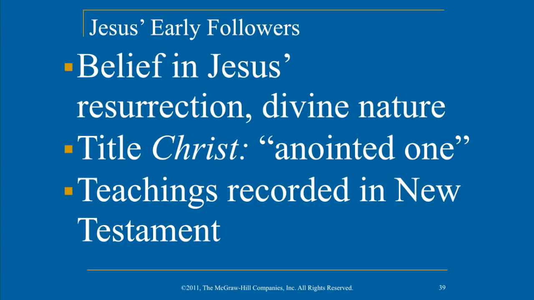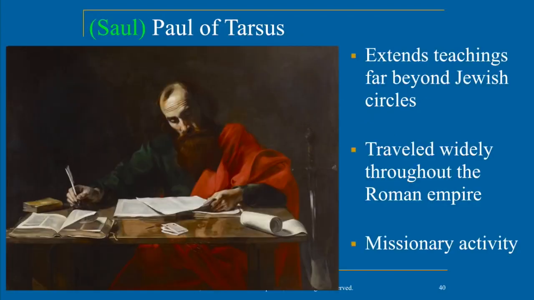So they start to affix the title of Christ, which means anointed one or God's anointed one, and they believe that Jesus, the Christ, had come to free people from their sin and to teach people the new way that God wanted them to live in the world. And all of his teachings are recorded in what we now know as the New Testament, or the second half of the Bible, and he's going to get some important followers later on, which we'll talk about.